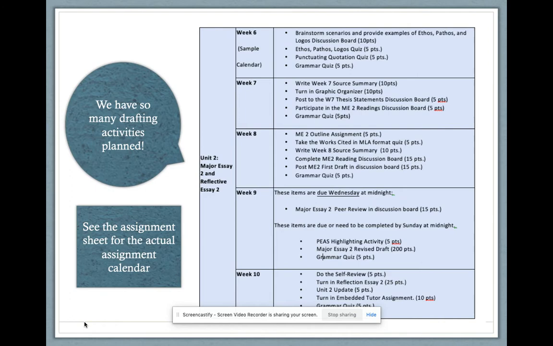The structure that we have for Major Essay 2 is very, very similar to the last unit we went through, and particularly will be very similar to our third unit. Please see the assignment sheet for the actual assignment calendar. It's all in there with the due dates and the exact assignments that we'll be doing each week.